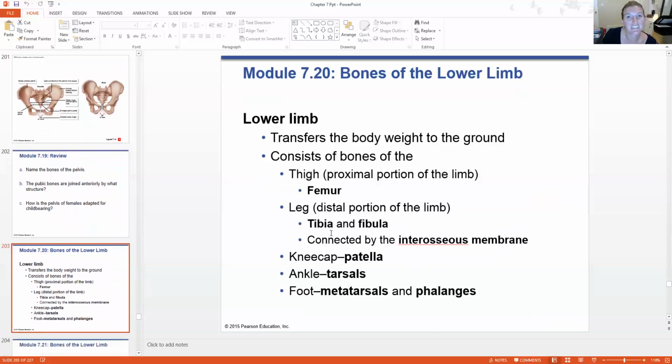Let's talk about the lower limb. We're almost done here. It's been a long lecture, I know. Our lower limb is transferring our body weight to the ground. So this is our thigh, our leg, including our tibia and fibula.